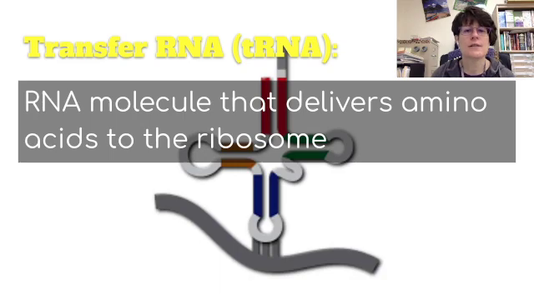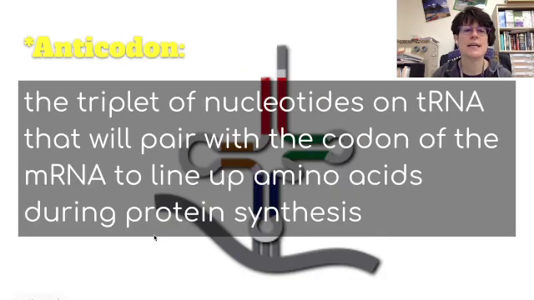So transfer RNA is another type of RNA, abbreviated as tRNA, and this is an RNA molecule that delivers amino acids to the ribosome. They have kind of a cloverleaf type shape, and they will read the codon that is on the messenger RNA. They actually carry the amino acids and deliver them to the ribosome. They have what's called the anticodon. This is the triplet of nucleotides on tRNA that will pair with the codon of the mRNA to line up amino acids during protein synthesis. So right here, the codon is meeting the anticodon.